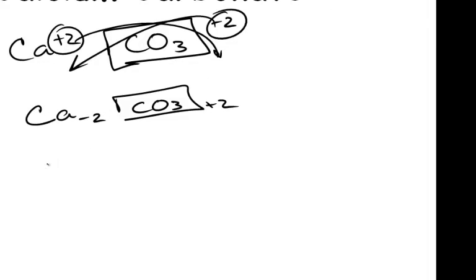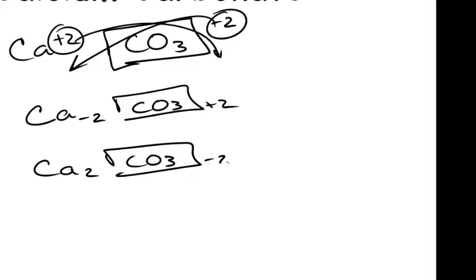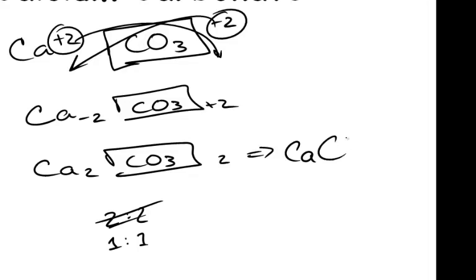Step 3 is to drop the signs. Ca2, CO3 negative 2, CO3 2. This 2 to 2 ratio can reduce down to 1 to 1. So Ca1, and because there's no longer that 2 outside, we can just leave CO3.